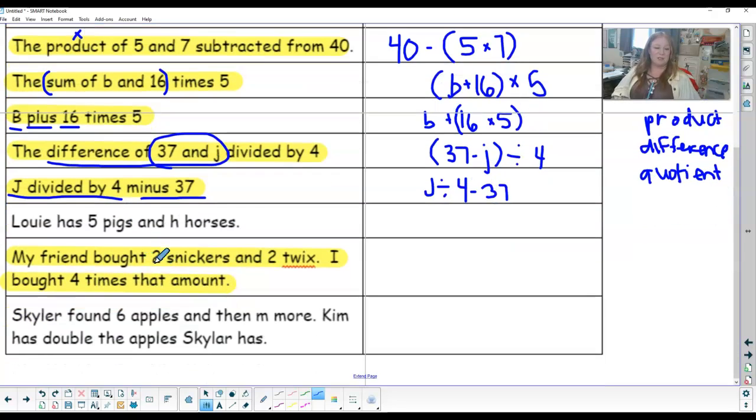My friend bought 2 Snickers and 2 Twix. I bought 4 times that. So my friend bought 2 of these and 2 of these. So that's what my friend did. I need an answer. How much did my friend get? Because I bought 4 times that much. I'm going to let you try that one on your own.